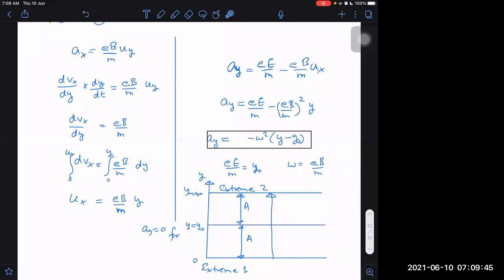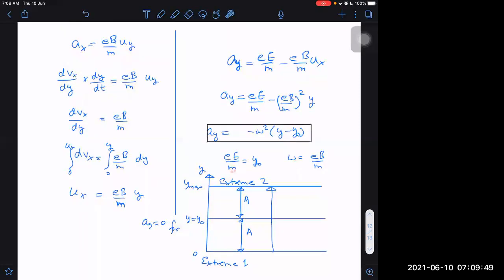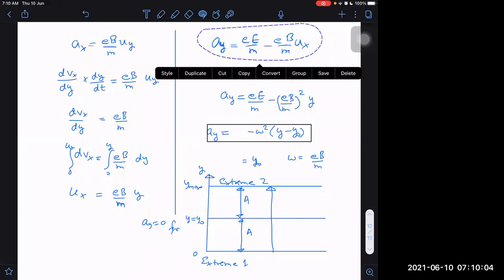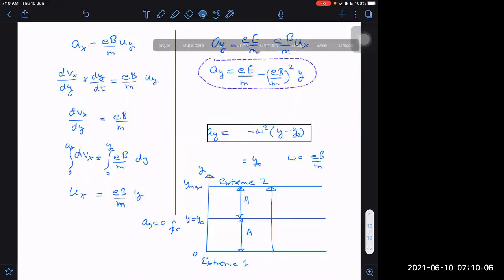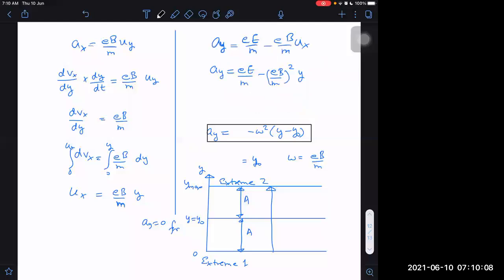Wait a second, let me do it right. Is it right here? Wrong, something wrong. Sir, y naught is E by B, sir. Y naught is not right here. Y naught is E by B. If I take EB by M, let me write in that form only exactly, then we will come to know.